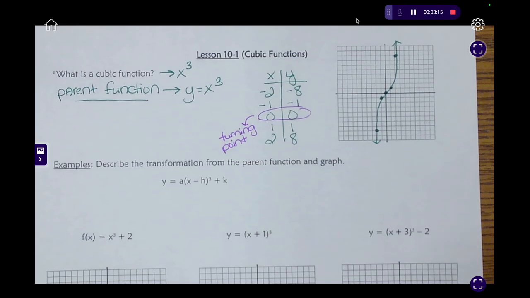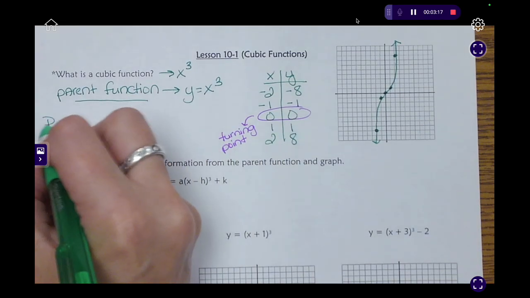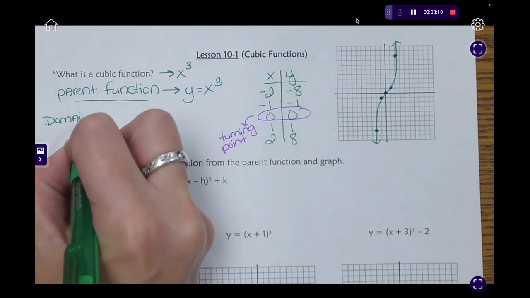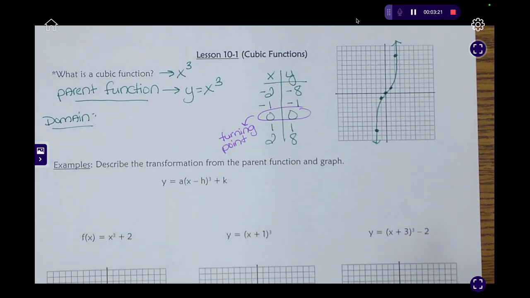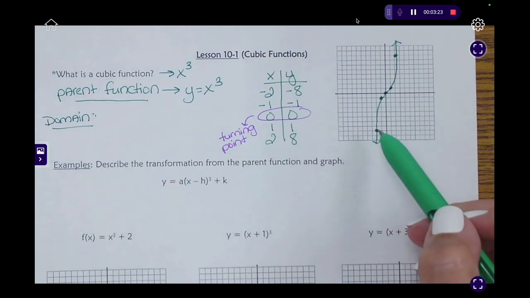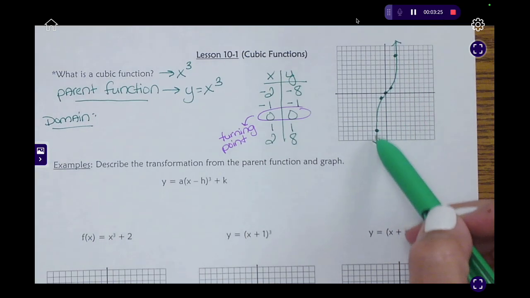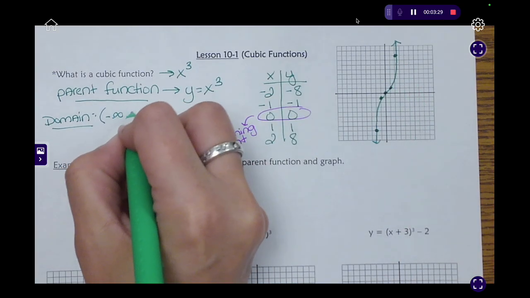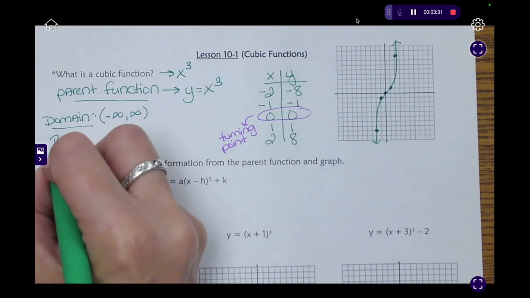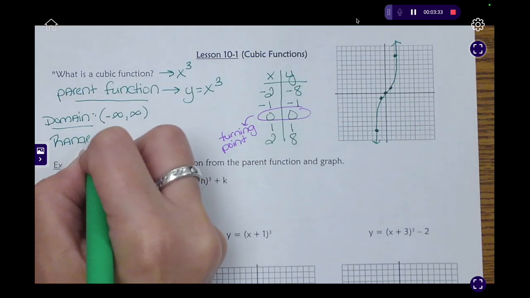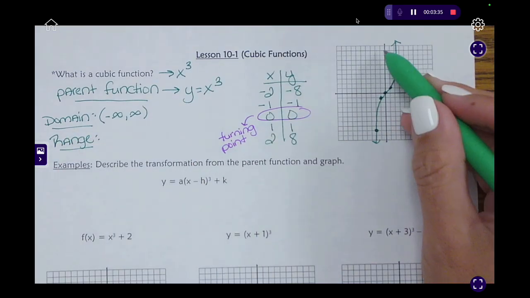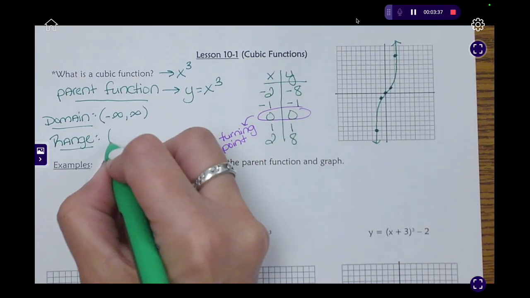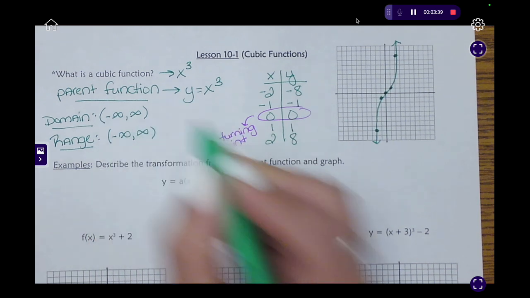So looking at this, just a quick reminder, no matter what type of graph we look at, we should be able to find the domain and range of those. So if I'm looking at this parent function, that domain, remember, from left to right, it's going to continue to go. So that's your negative to positive infinity. And then your range being the same thing because it's going to continue to go down, it continues to go up. So that would be your negative to positive infinity as well.